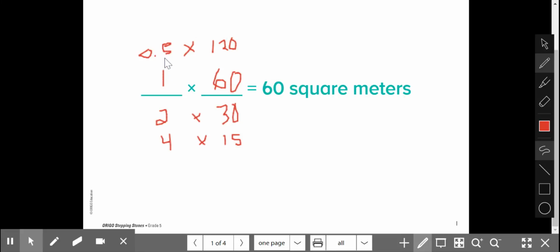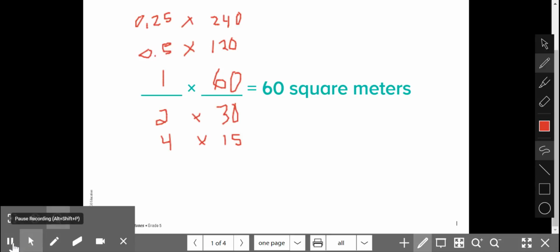We could do that again. Half of 5/10 is 25 hundredths. So if we're going to half that, we're going to double this. Double 120 is 240. And I guarantee you that if we multiply 240 times 0.25, we're going to get 60 square meters.